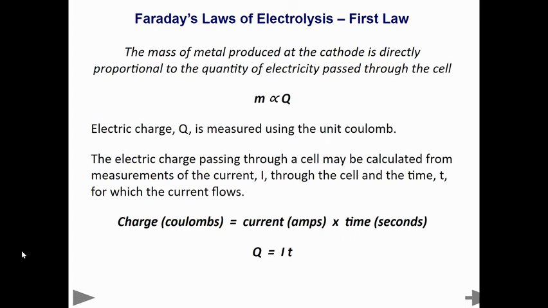So here's our equation. Charge, which is Q in coulombs, equals current in amps times time in seconds. This will let us calculate the electrical charge passed through a cell from the measurements of current and time.